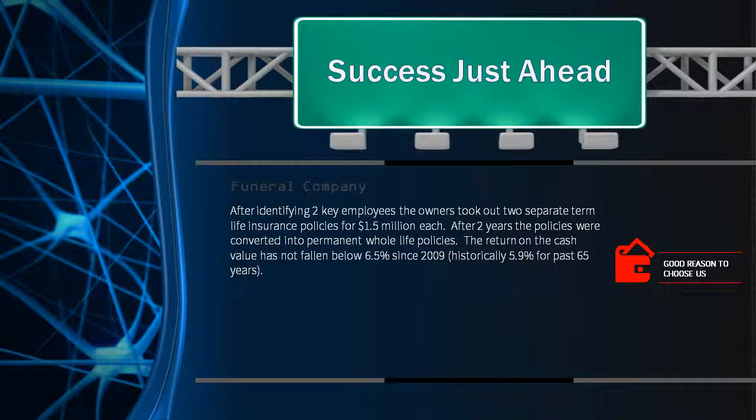Now, this is certainly not a guarantee that it will not fall below 6.5%. Historically, this particular whole life policy actually hasn't performed less than 5.9% over the past 65 years. And I'll provide a link at the bottom of this video for you to go and check out the information for yourself.